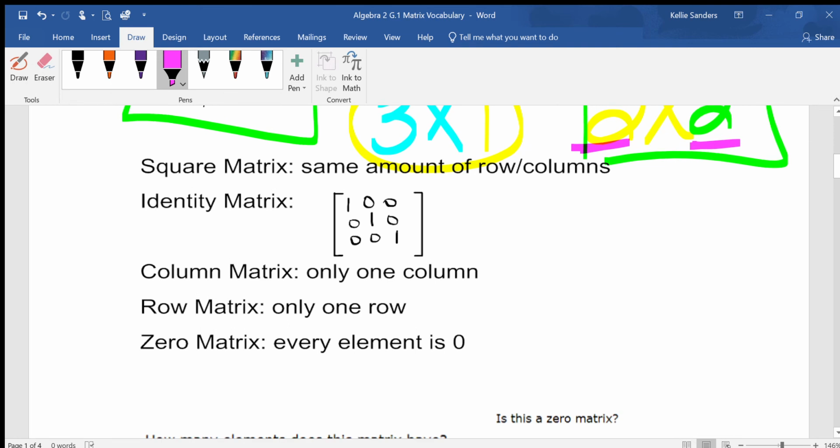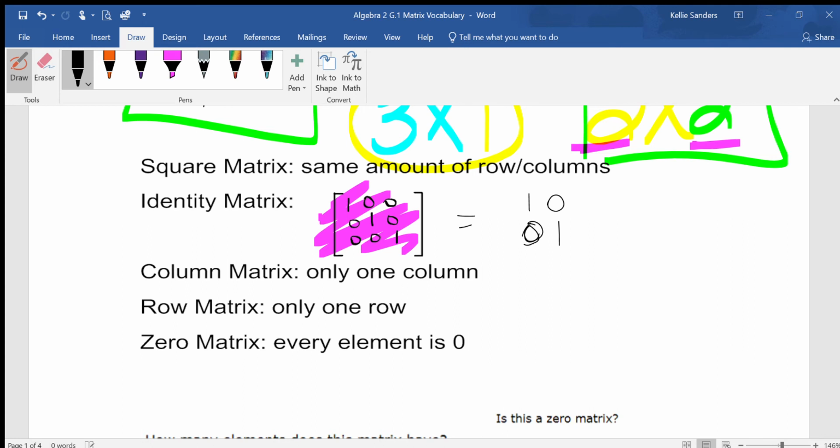Identity matrix. This is an example of an identity matrix. It's not always a 3 by 3, but it's whenever you have ones going down the diagonal. It has to be a square matrix first, but ones going down the diagonal from top left to bottom right, and zeros everywhere else. Both of these are identity matrices.